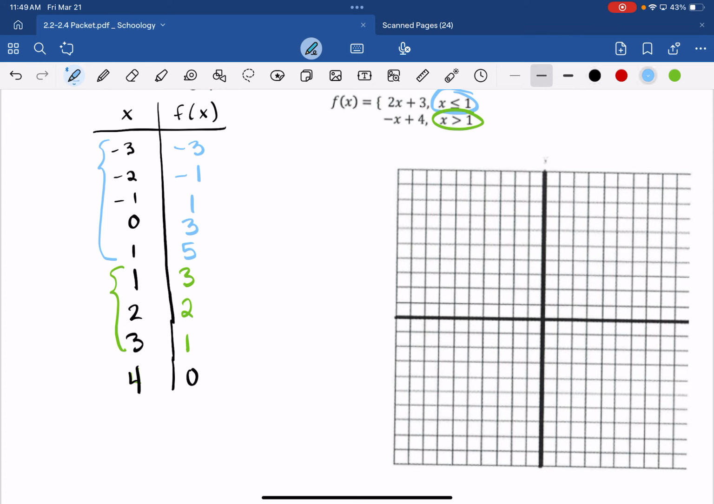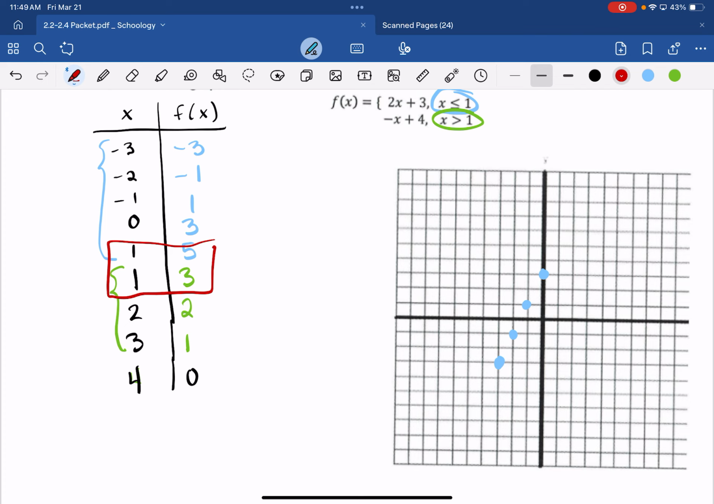So let me plot the blue points. So my top part, I've got -3, -3. -2, -1, -2, 1, 0, 3. Okay, and now this one moment right here.